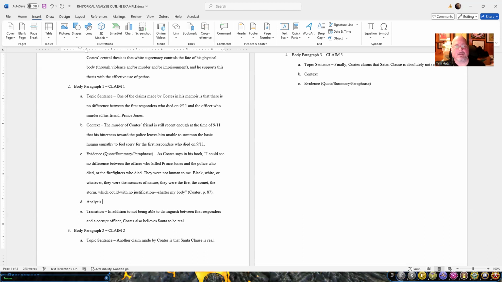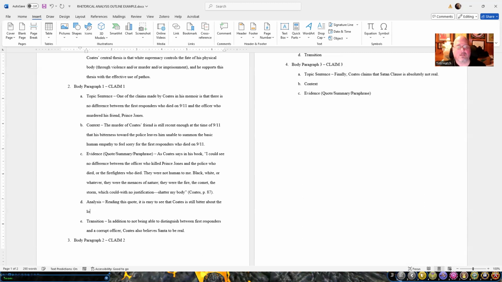So analysis, which is 3 to 4 sentences. I'm going to write it here. Analysis is the 3 to 4 sentences that explains how and why the quote you've just used supports the topic sentence of the same body paragraph. So, reading this quote, it is easy to see that Coates is still bitter about the untimely loss of his friend.